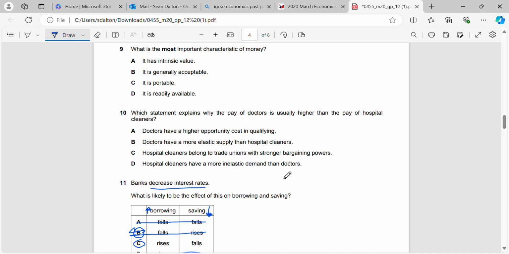Correct answer here is A. Doctors have a higher opportunity cost in qualifying, so I'll explain what that means. Basically, if you want to become a cleaner, you don't really need any qualifications. You can just go and become a cleaner.